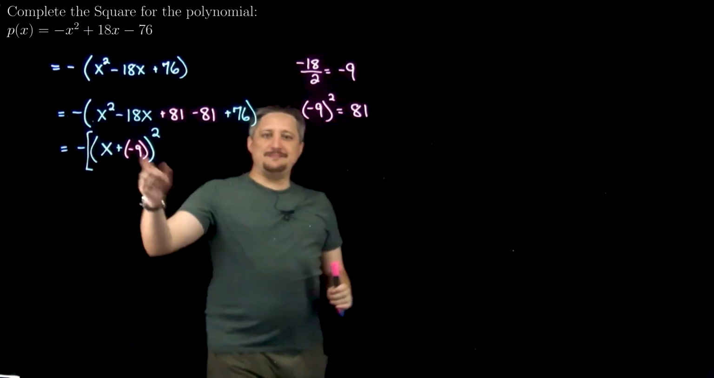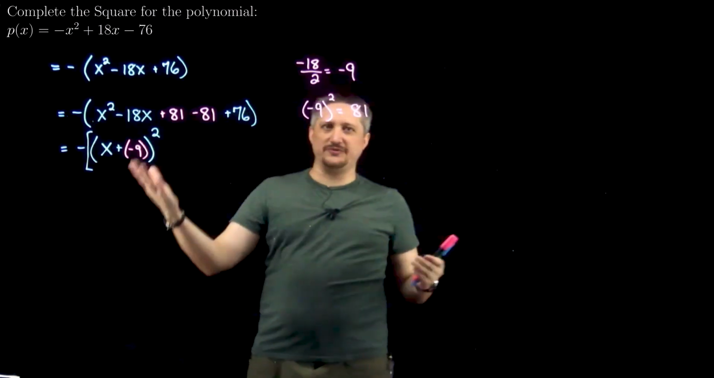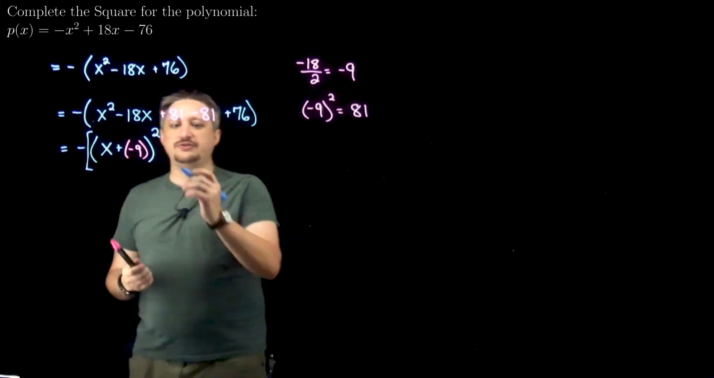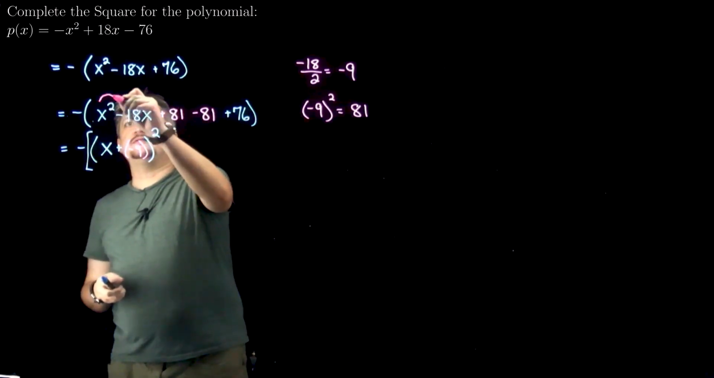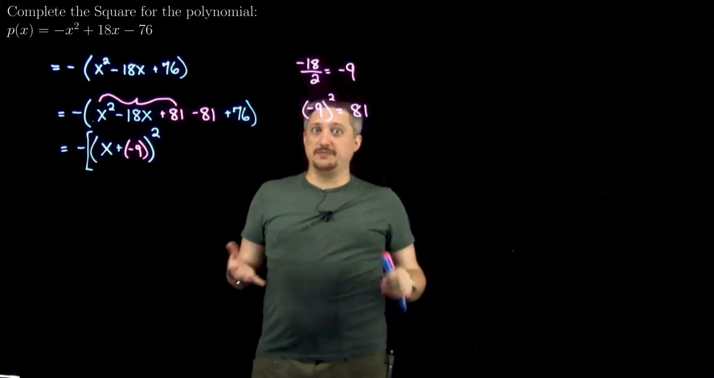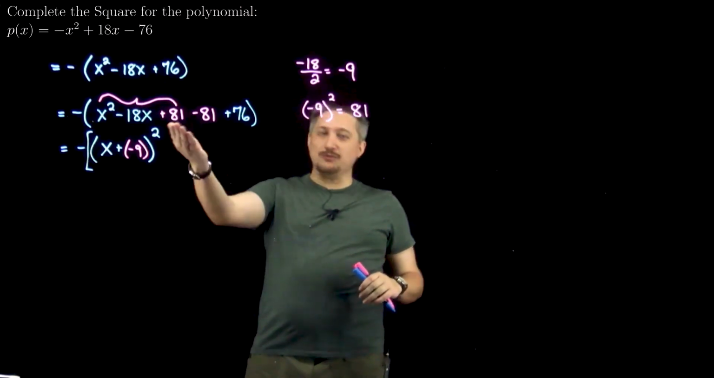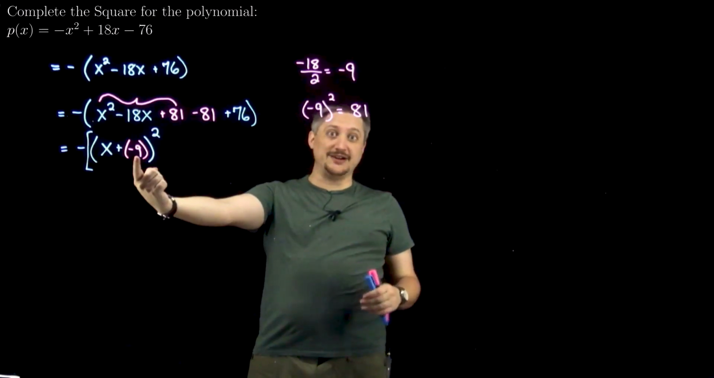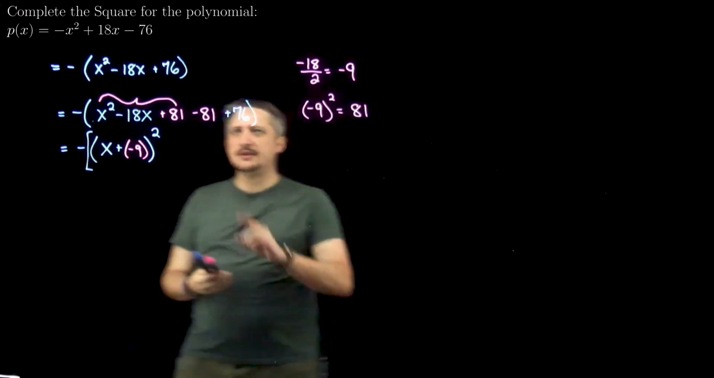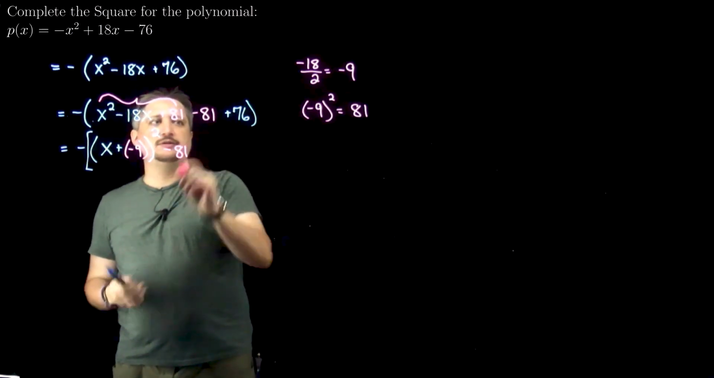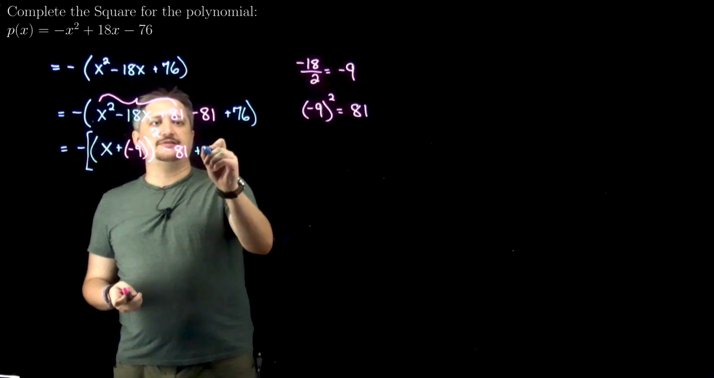To be clear, you don't have to memorize that it's that number. It's just helpful to notice, because you could just take this x squared minus 18x plus 81 and factor it using the coefficient method: what are 2 numbers that multiply to 81 but add to negative 18? It's negative 9 twice. But then I still have this bit out here, the minus 81 and the plus 76.